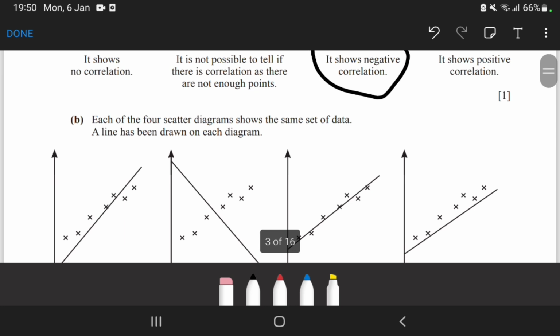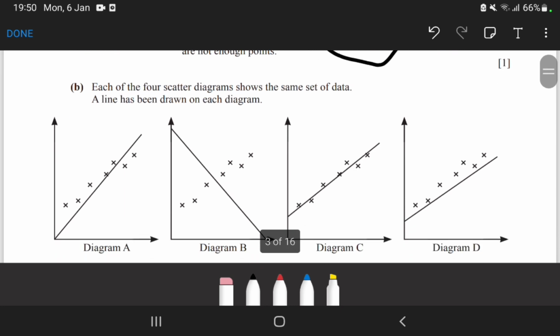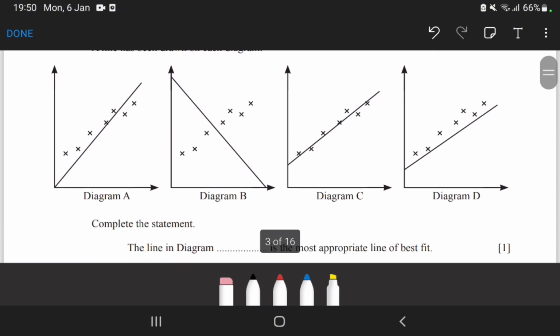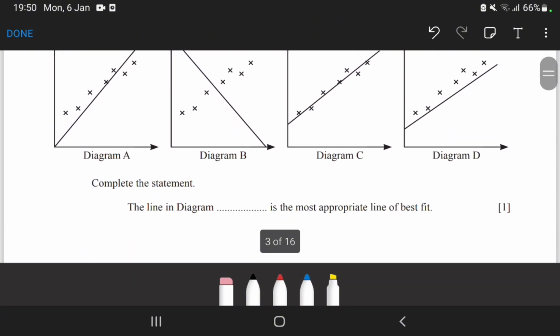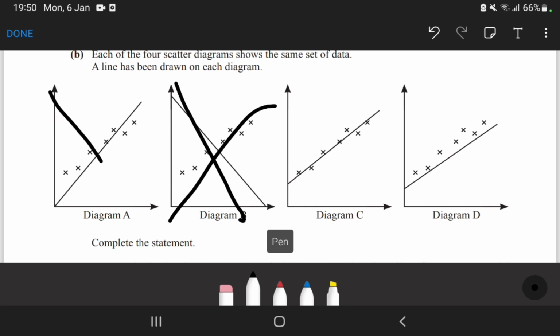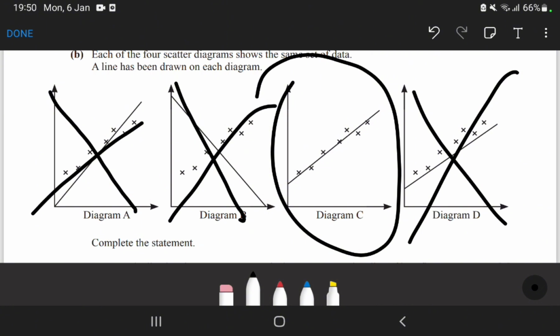Now for B, each of the 4 scatter diagrams shows the same set of data. A line has been drawn on each diagram. The line in which diagram is the most appropriate line of best fit? The line of best fit is the line that intersects the most points on the graph. So it's clearly not this, and not this. It's diagram C.